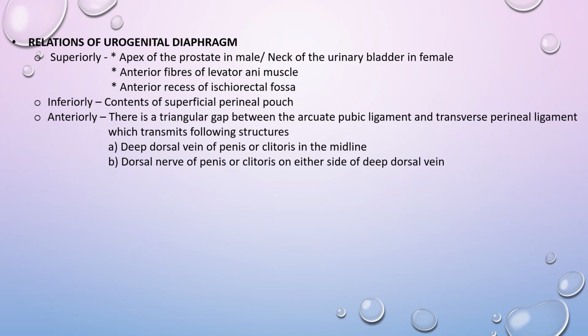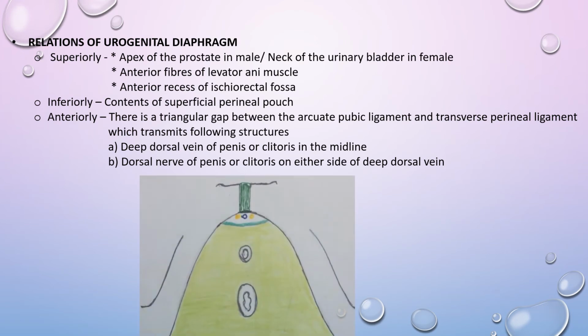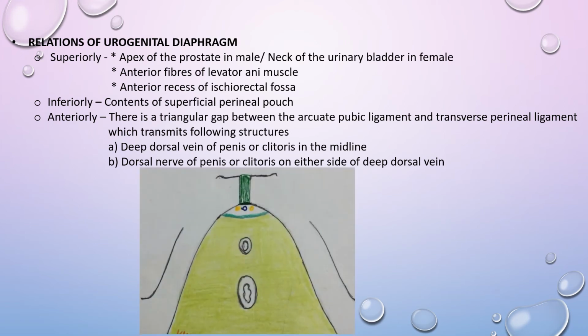Inferiorly, as you very well know, the deep perineal pouch is related to the superficial perineal pouch. So the contents of the superficial perineal pouch form the inferior relations. Anteriorly, there is a triangular gap between the arcuate pubic ligament and the transverse perineal ligament. This gap is shown in this picture. In this picture, you can appreciate the perineal membrane stretching across the ischiopubic rami.